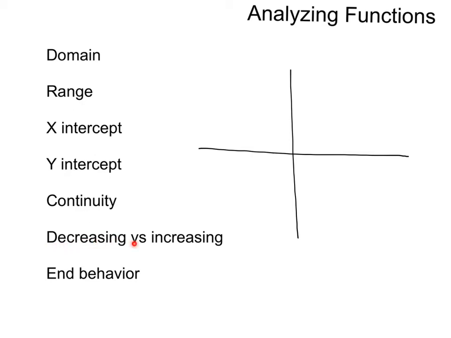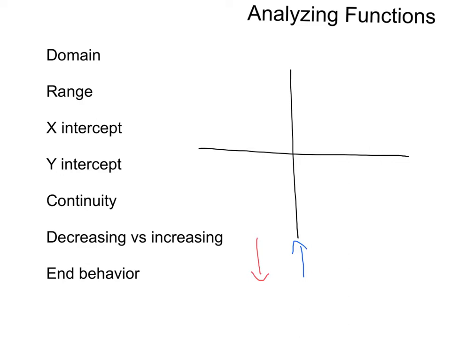Decreasing and increasing refers to a function's slope at a specific part in the graph. So it could be a positive slope, in that case it would be increasing. It could be a negative slope, in that case it would be decreasing. To simplify it further, a decreasing slope is going downwards and an increasing slope is going upwards.